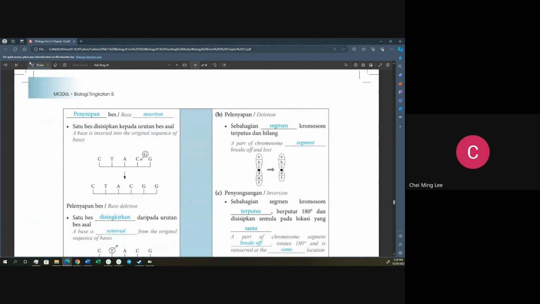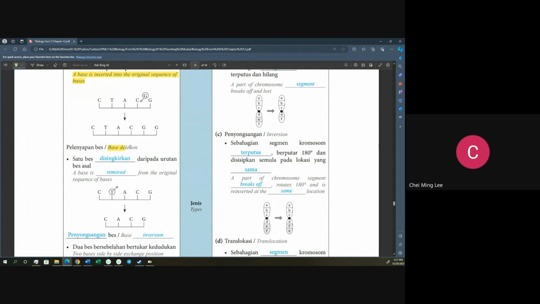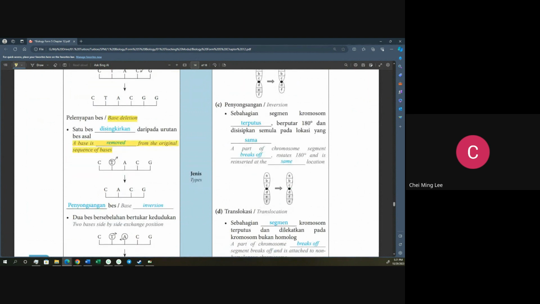While for the base insertion, we insert an extra base into the original sequence of base. For example, at first it's CTACG, now we add another G after C, so it becomes CTACGG. So the sequence is wrong. And then base deletion, where we remove a base from the original sequence, like we remove T from CTACG, we remove T, becomes CACG.